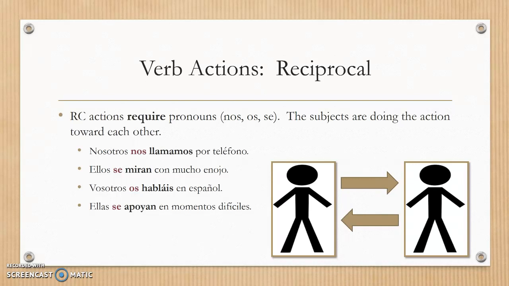Nosotros nos llamamos por teléfono. We call each other on the phone. Ellos se miran con mucho enojo. They look at each other angrily. Vosotros os habláis en español. Y'all talk to each other in Spanish. Ellas se apoyan en momentos difíciles. They support each other in tough times. So here, the nos and the os and the se is almost as if we're saying each other in English.